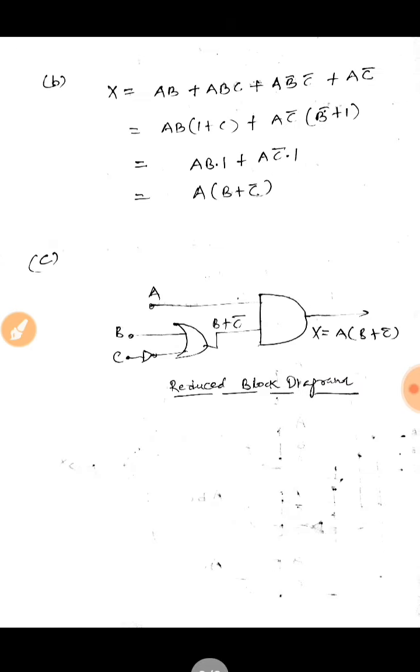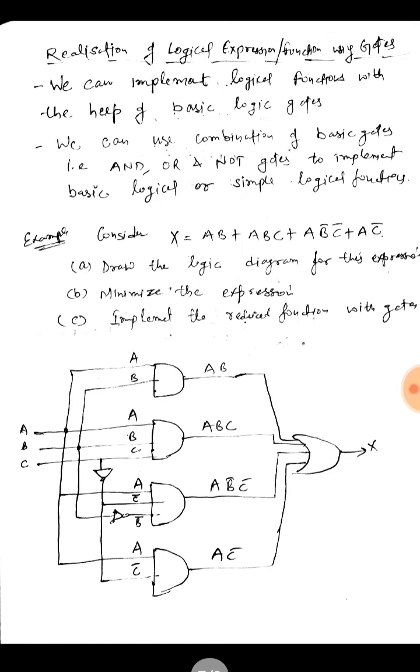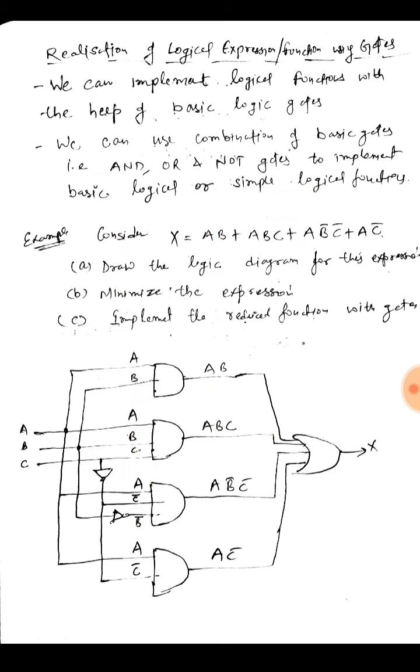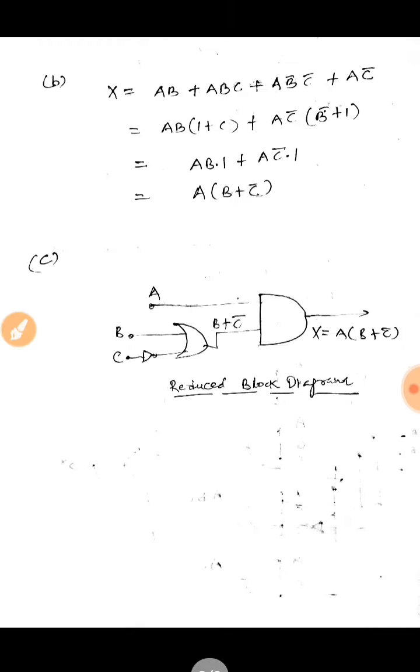Then I can minimize the expression to reduce the requirement of gates. As in the first diagram I am using 4 AND gates, 1 OR gate and 2 NOT gates. So I am using basically 1 2 3 4 5 6 7 gates in the first case. If somehow I can minimize my expression, then I will need fewer gates to implement our function. So let's see how. Here the expression was given to us in this form.